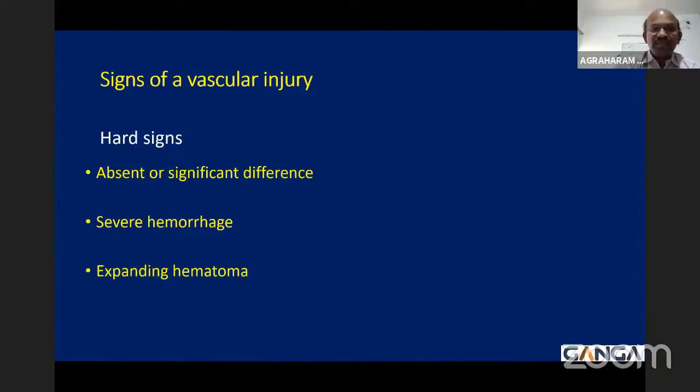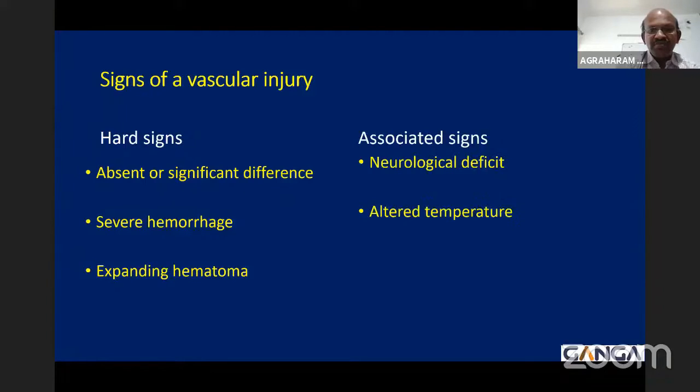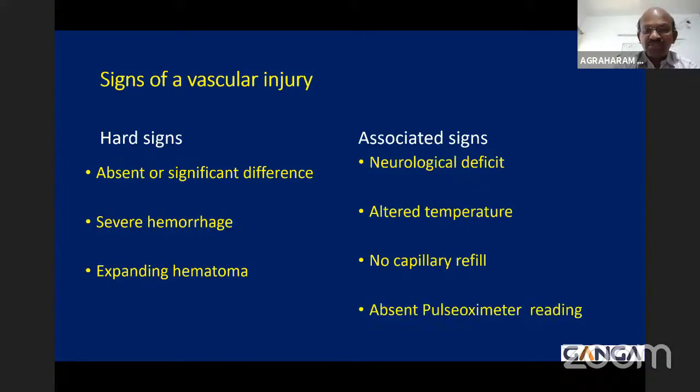We need to look at the signs of vascular injury. The signs we see are absence or even significant difference in the pulse, and severe hemorrhage. If there is a lot of bleeding around the wound, that tells us there is a vascular injury. An expanding hematoma underneath the skin can also tell us there is bleeding inside the limb. We need to look at neurological deficit, altered temperature, and when there is no capillary refilling, it also tells us there is a vascular injury. An absent pulse oximeter reading is one more important parameter that can tell us there is a vascular injury.